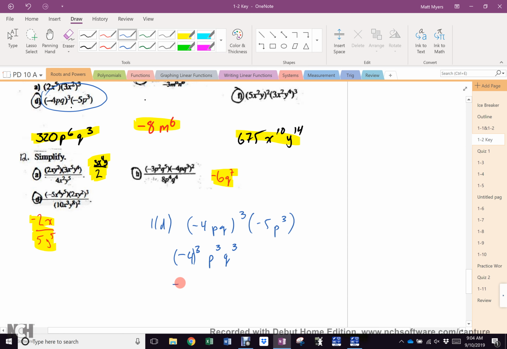Negative. That is negative 64 P cubed Q cubed times negative 5 P cubed. Numbers with numbers. What's a negative times a negative? Positive 320. P cubed, P cubed. P to the 6th. And Q has no partners, so poor Q lives just by itself.